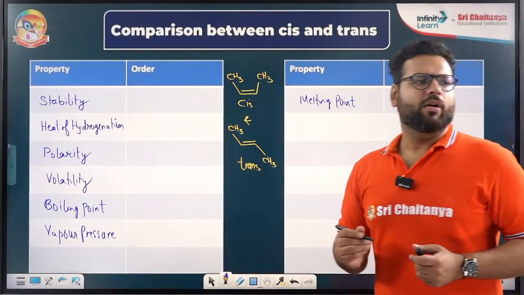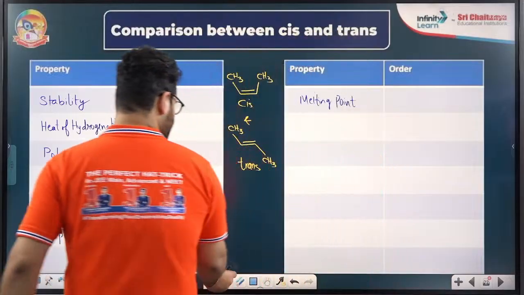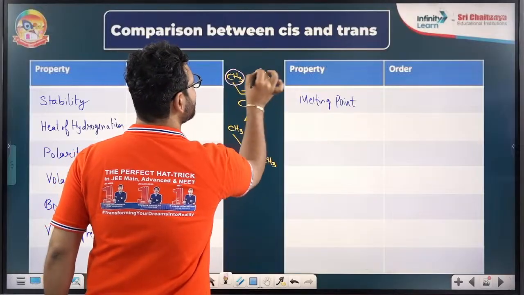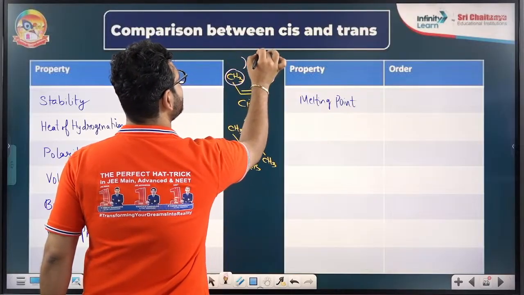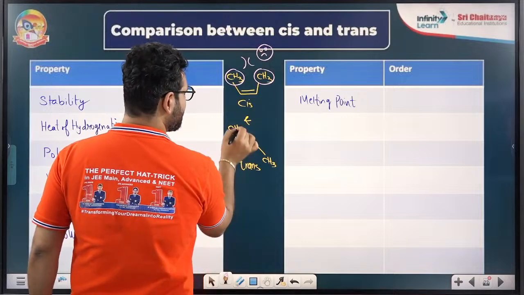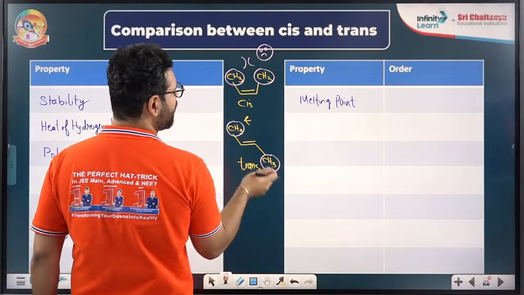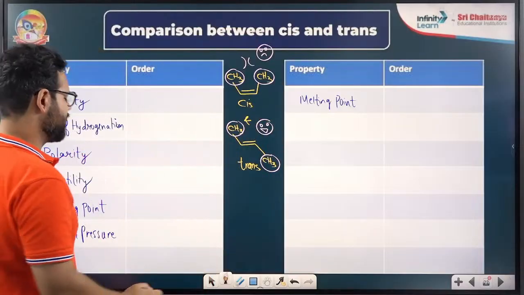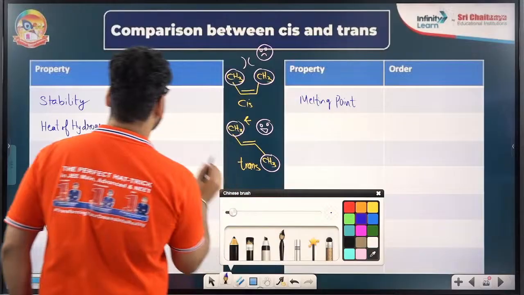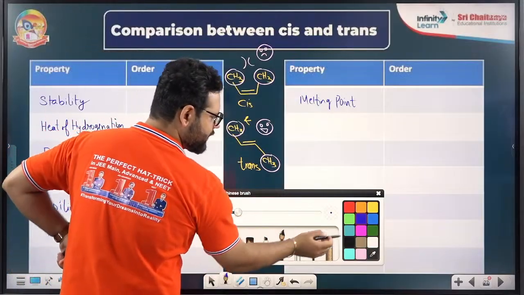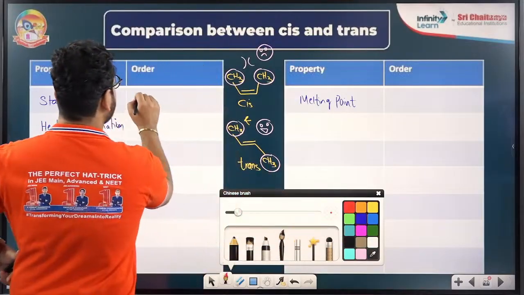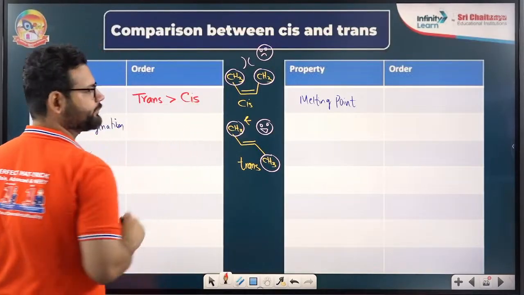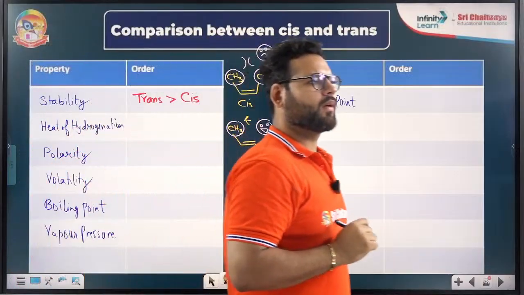When it comes to stability, stability depends on repulsions, and you can see that cis is going to have more repulsions. So cis is going to be unstable. But in trans, because the two bulkier groups are on opposite sides, trans will be stable. Less repulsion, more stable. So stability wise, trans is better than cis.